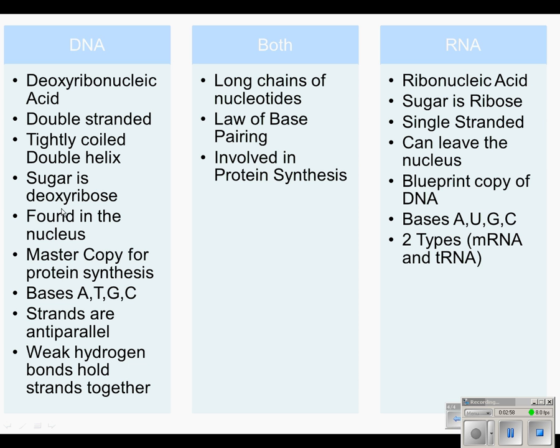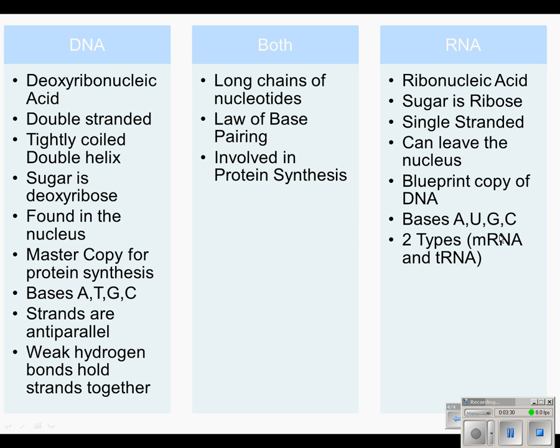We find both in the nucleus, but DNA is only going to be found in the nucleus, and RNA can actually leave the nucleus through those nuclear pores, and that's going to take that blueprint copy from the master copy of DNA and bring it to the ribosomes in order to make proteins. And we find the bases adenine, thymine, guanine, and cytosine in DNA, but we only find the bases adenine, uracil, guanine, and cytosine in RNA.